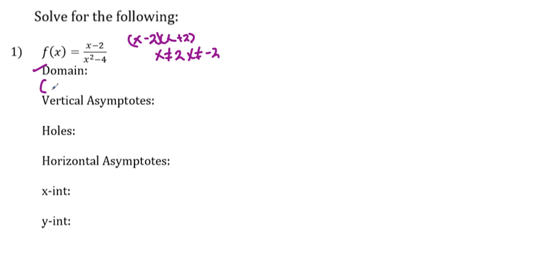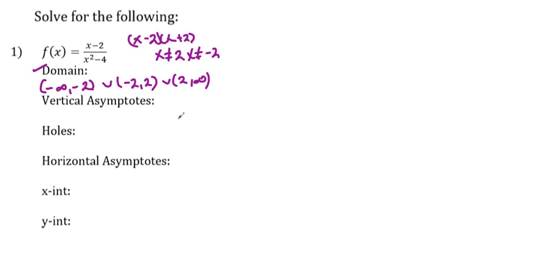restriction. Let me go ahead and write this in interval notation. You can do this in set notation as well. So I have from negative infinity to negative 2, union from negative 2 to 2, union from 2 to infinity. Okay, so that's my domain.